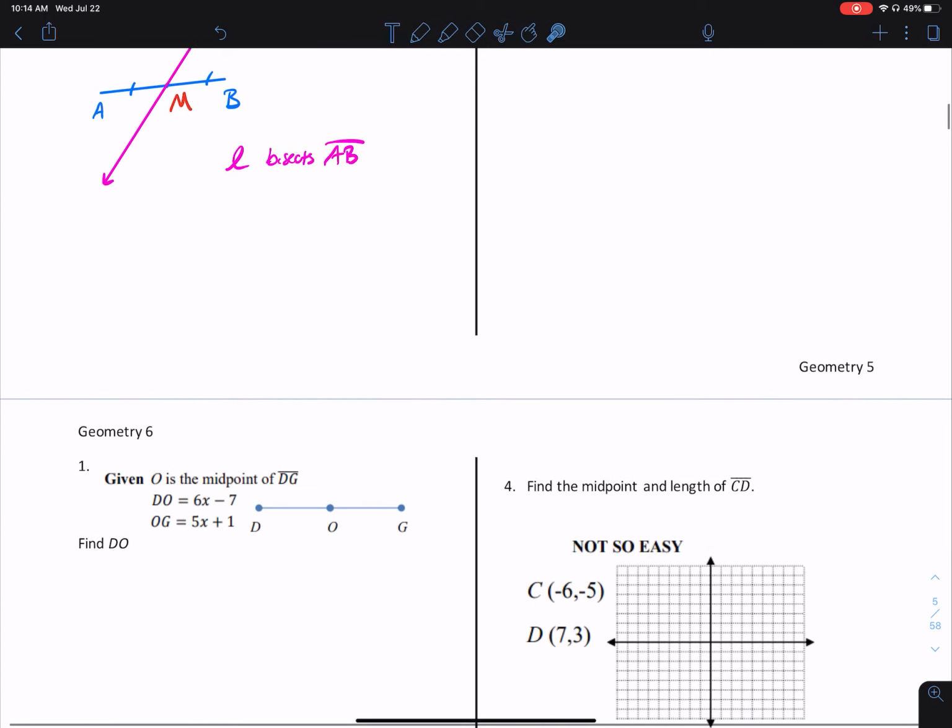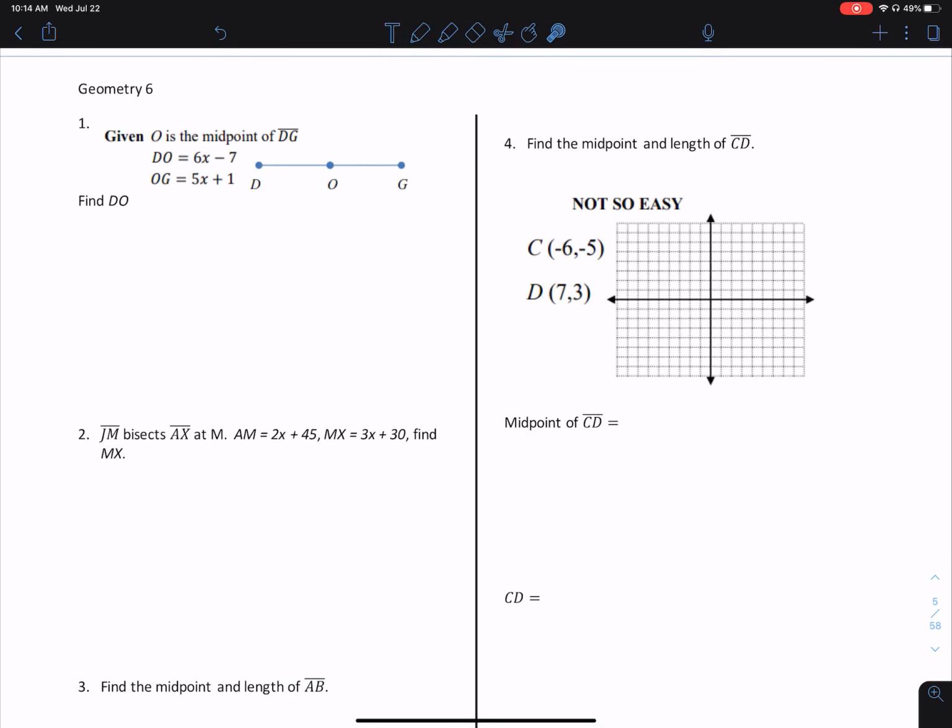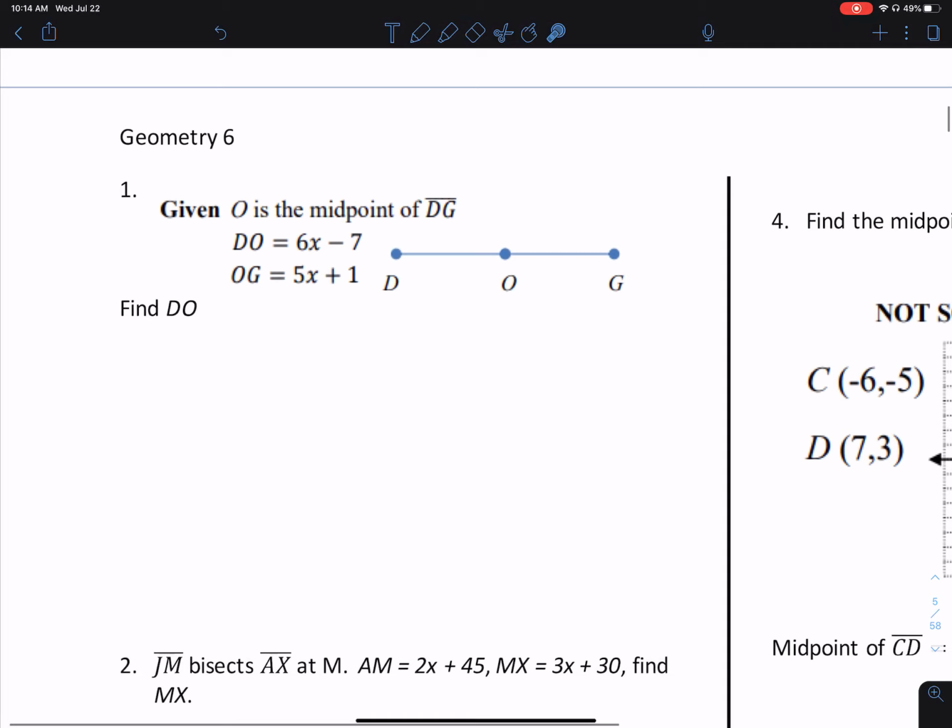Let's look at some real examples. Real meaning not real life. Let's not get carried away. Real examples from our notes, people. Come on, pay attention.